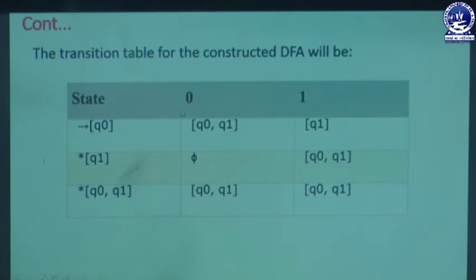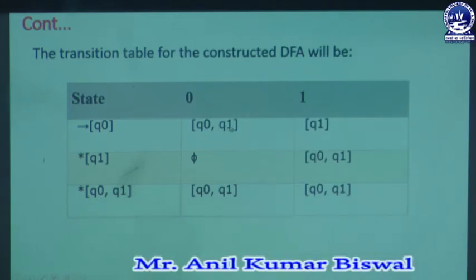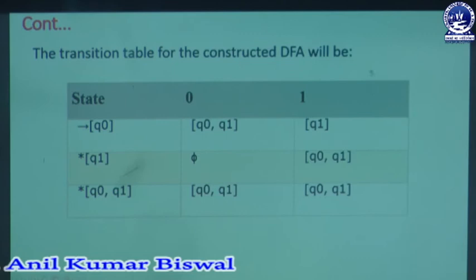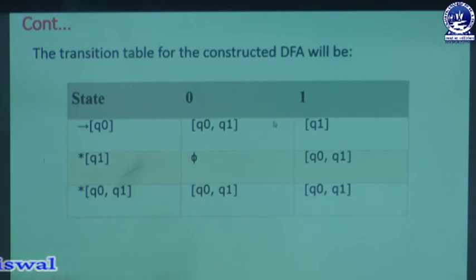Whenever the user puts 0 into Q0, it can create two states, Q0 and Q1. So it is created through input symbol 0. Similarly, whenever Q0 takes 1, it creates the state Q1. Whenever the user puts 0 to the Q1 state, which is denoted by an asterisk as a final state, it creates a phi.